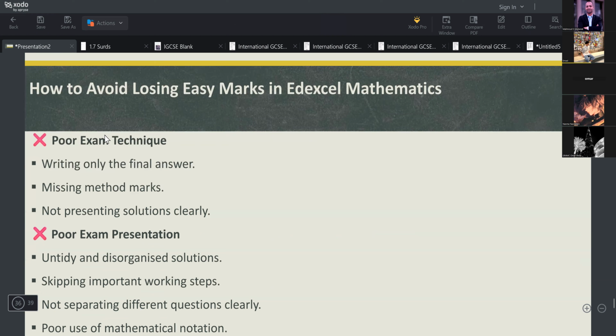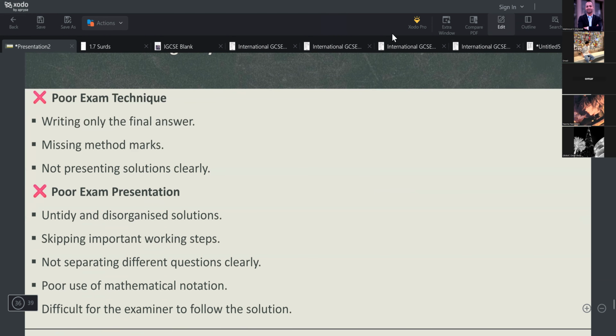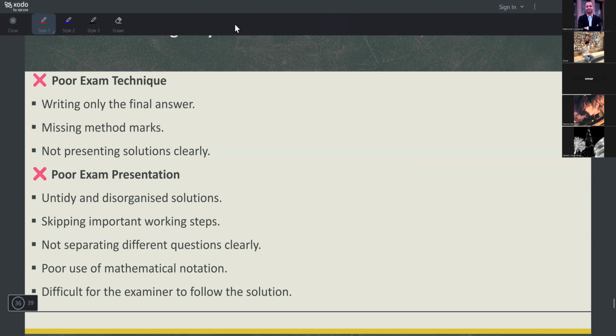How to avoid losing easy marks in Edexcel mathematics. And here we are talking about technique. If we have poor exam technique, we will lose marks easily. Writing only the final answer is not correct. Missing method work is not correct. Not presenting the solution clearly is not correct. All of these make us lose marks in the exam.